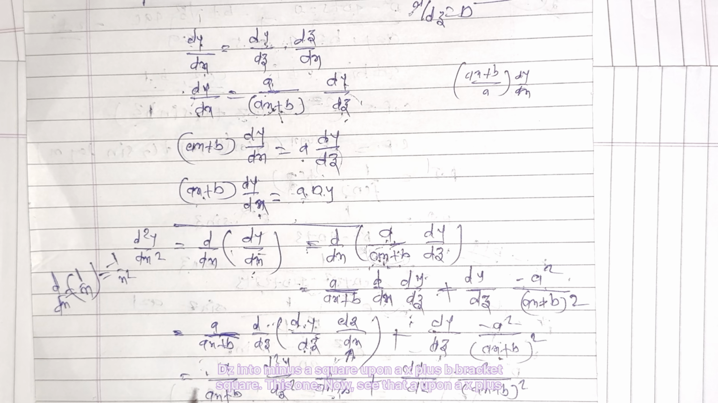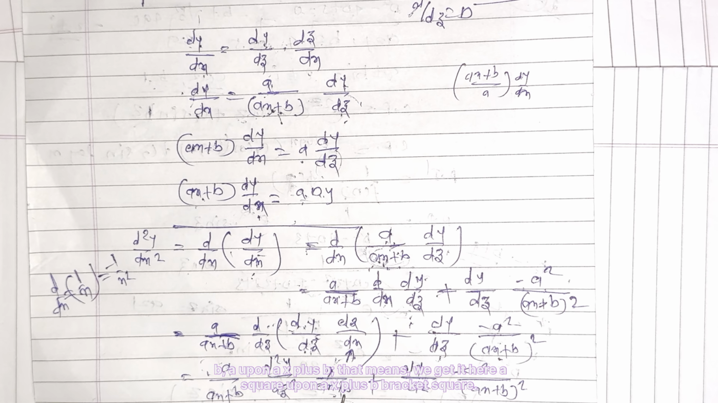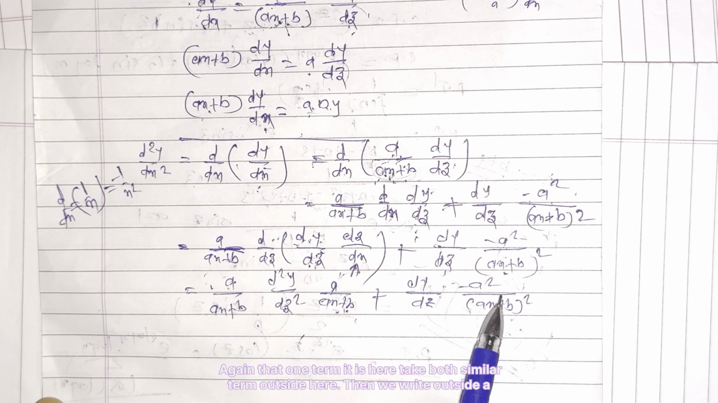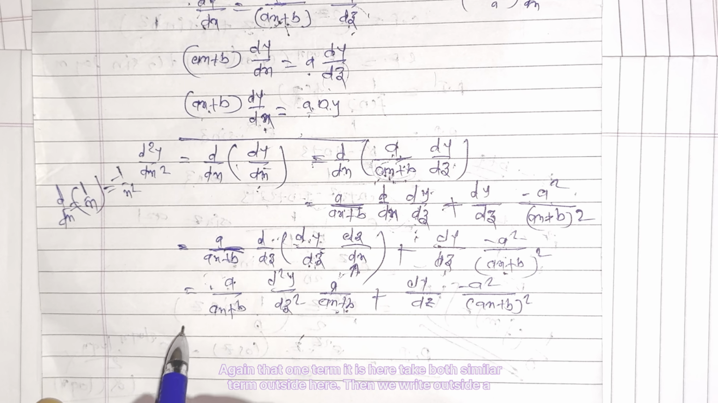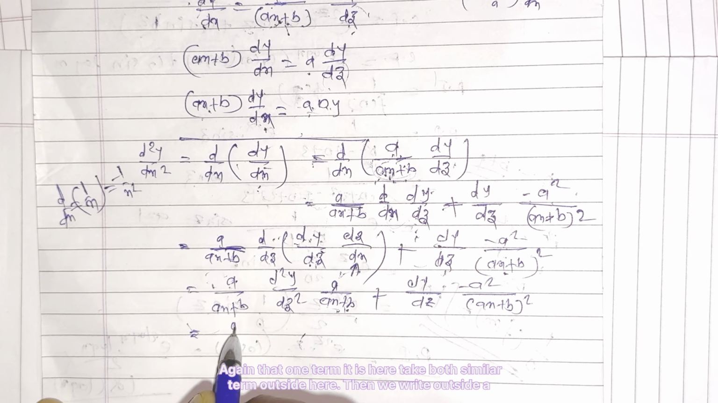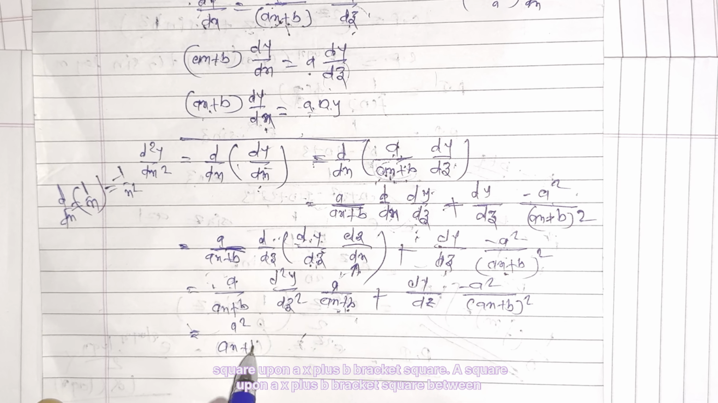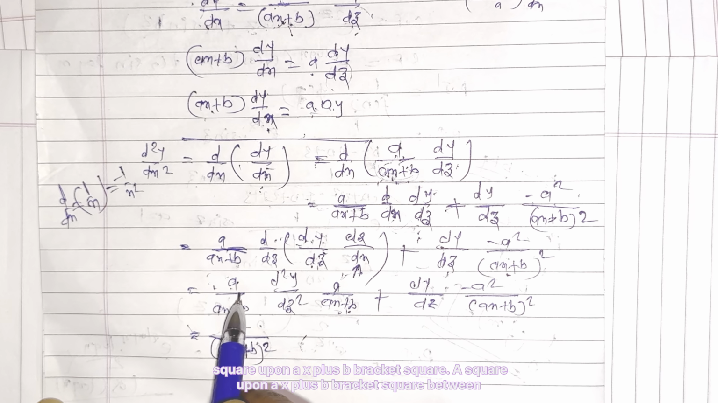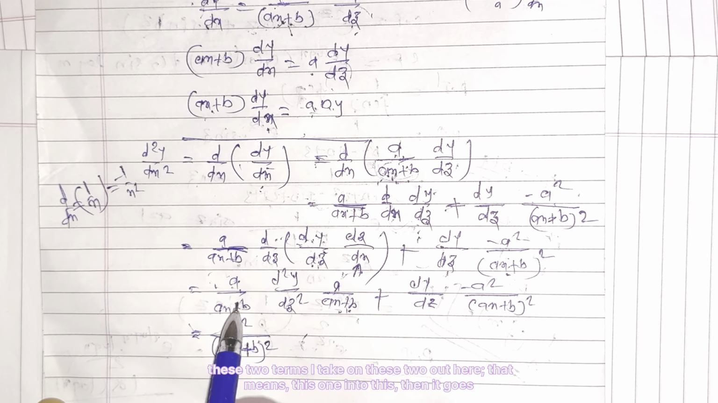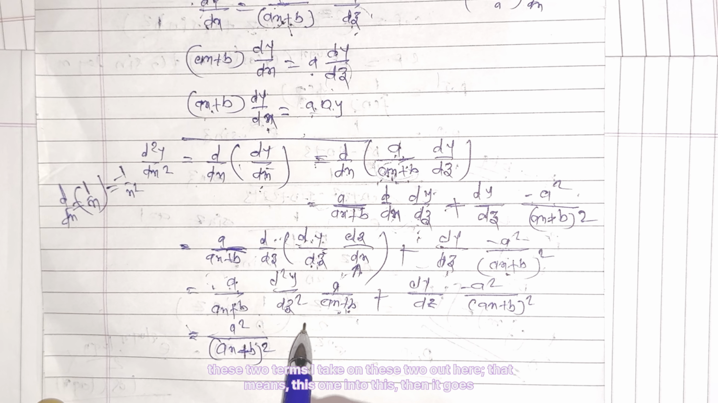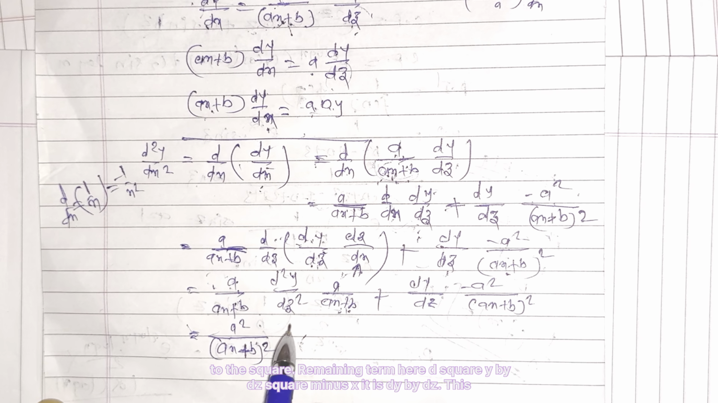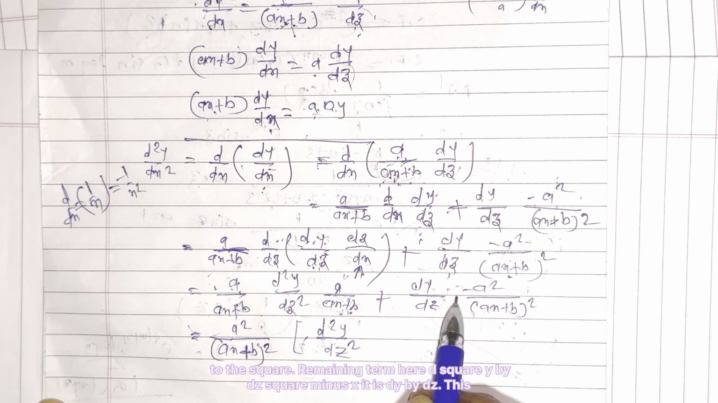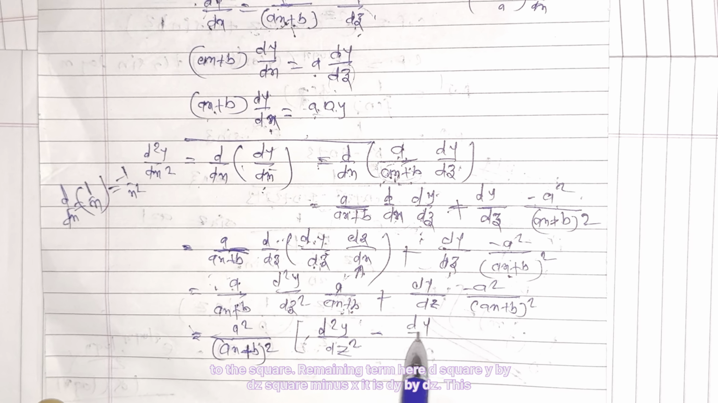Now see that a upon x plus b, a upon x plus b, that means we get here a square upon (x plus b) bracket square. Again that one term is here, take both similar terms outside, then we write outside a square upon (ax plus b) bracket square. Between these two terms I have taken these two out here, that means this one into this goes to the square. Remaining term here is d square y by dz square minus, as it is, dy by dz.